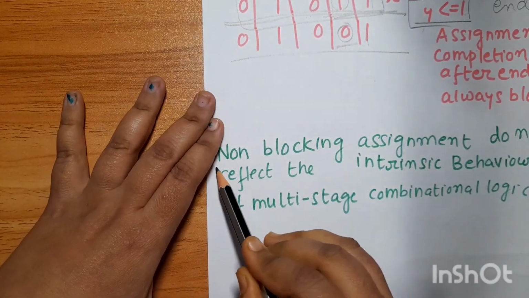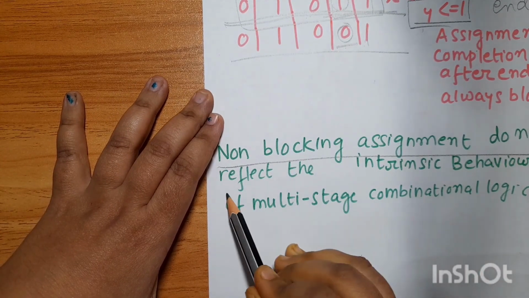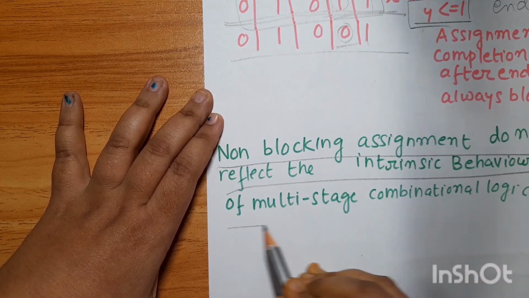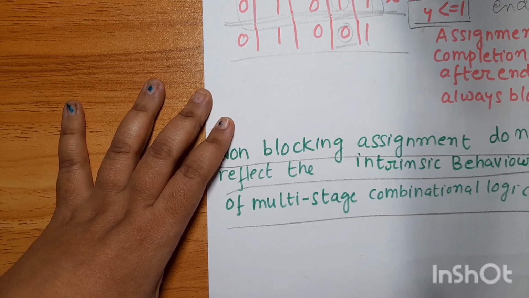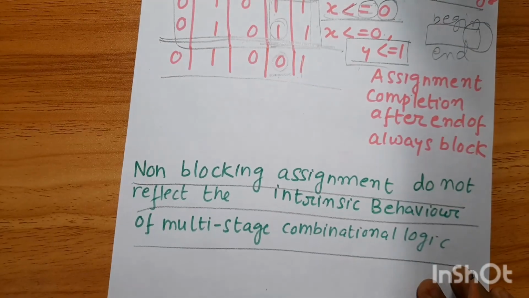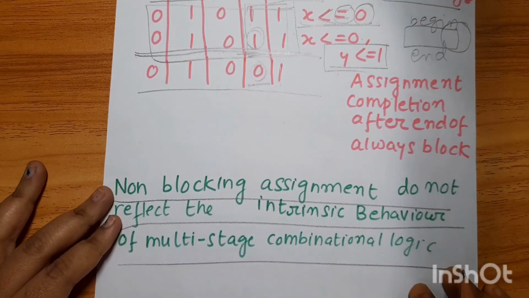So non-blocking assignment does not reflect the intrinsic behavior of multi-stage combinational logic. For multi-stage combinational logic, where we want the immediate effect of input on output, that cannot be implemented with the non-blocking assignment.